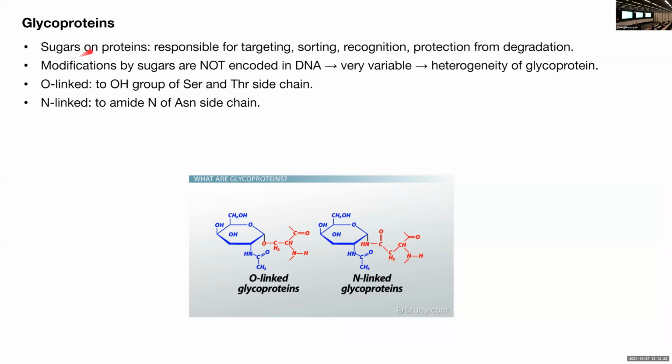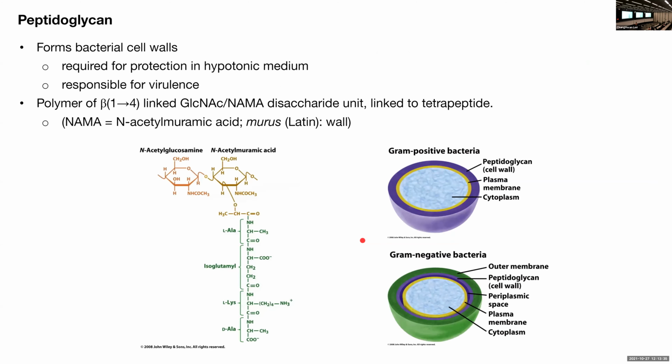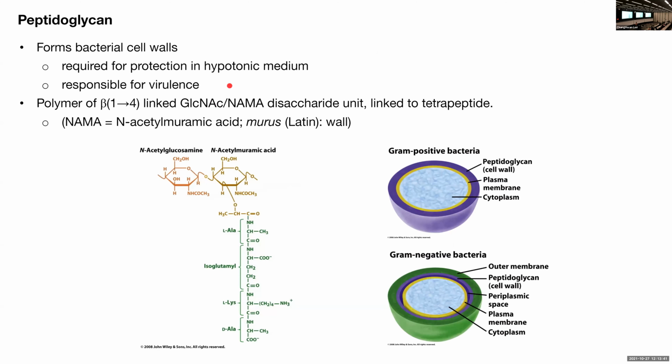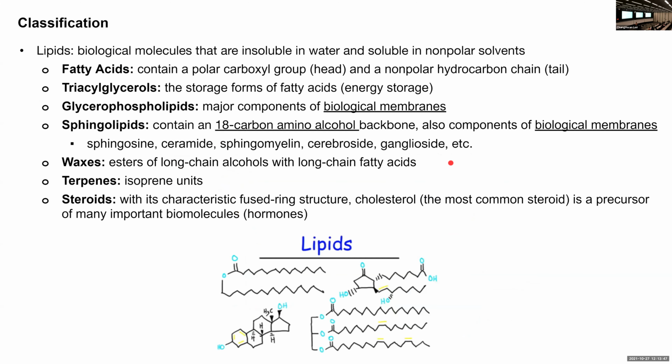And we talked about the glycoproteins, especially these linkages where they use the hydroxyl group or the amino group between the amino acid side chains and the sugars, and also what kinds of amino acids are involved here. And peptidoglycans, which are used for cell walls in bacteria.